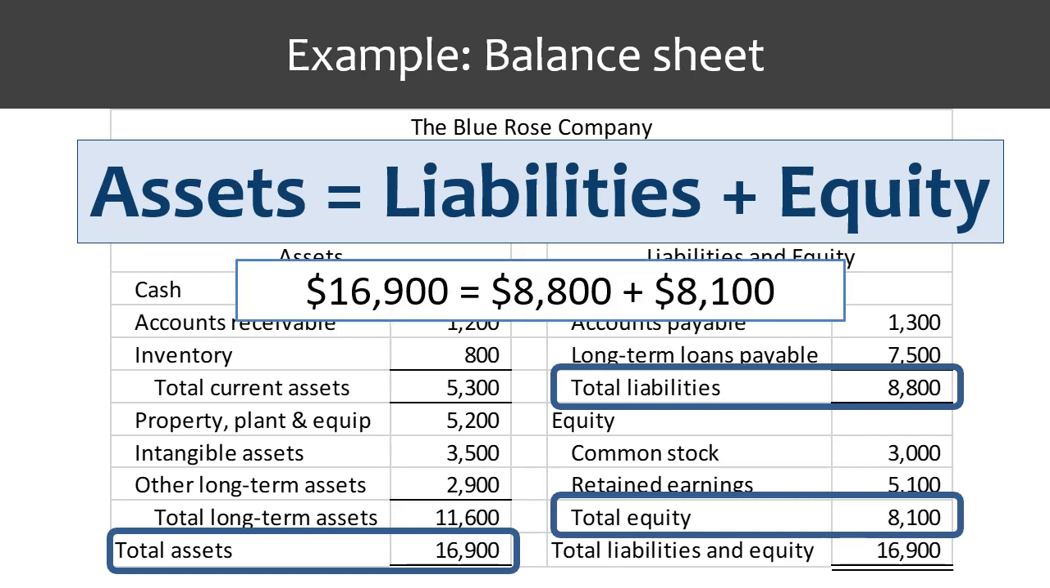When we put the assets, liabilities, and equity together, we have the company's accounting equation of $16,900 equals $8,800 plus $8,100.